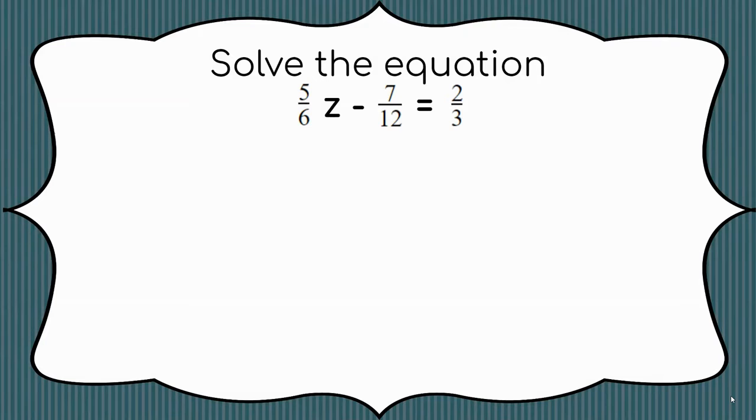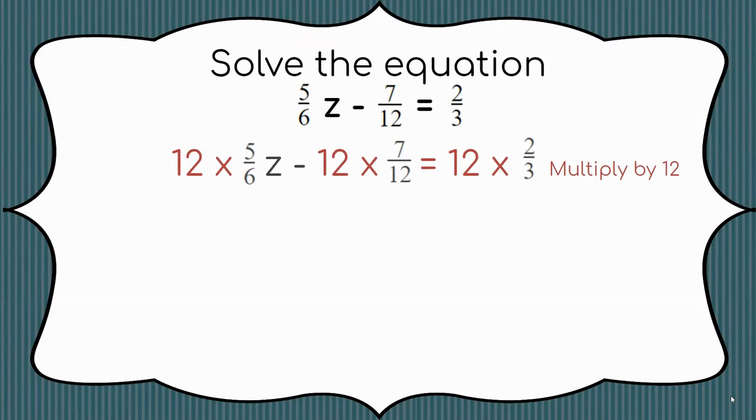The way I use it is I multiply every single fraction, every single term in this problem, by 12. You can even use your calculator to multiply these numbers by 12. Just leave the variable off and you can type it in. When we do that, I want you to notice that all of the fractions go away. That's really the goal there, to get rid of all those fractions.